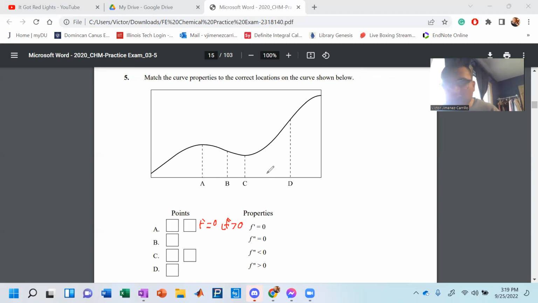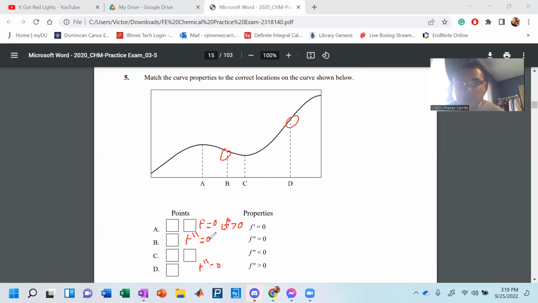Well, B and D look kind of weird, but it's an inflection point. And how do you get an inflection point? Well, you get an inflection point if the second derivative is equal to 0, which is good. And so these are two points of inflection. So immediately you know that this has to be f double prime equal to 0. And the same thing with the D. f double prime equal to 0.